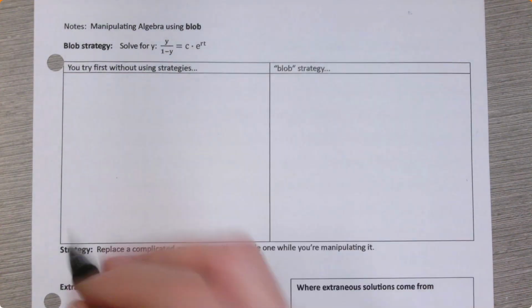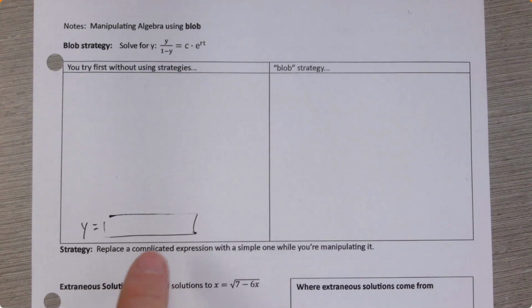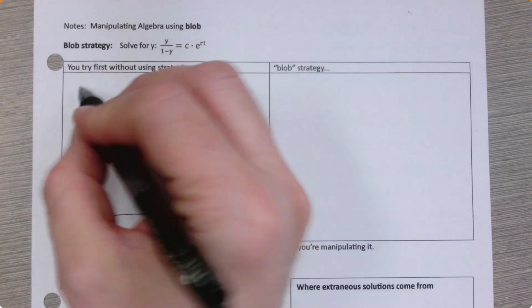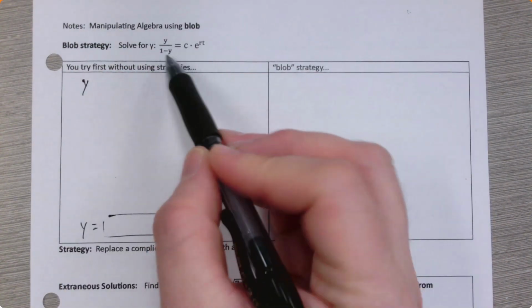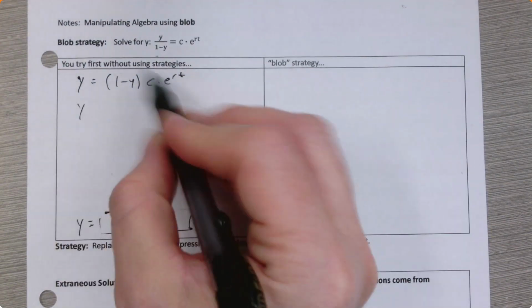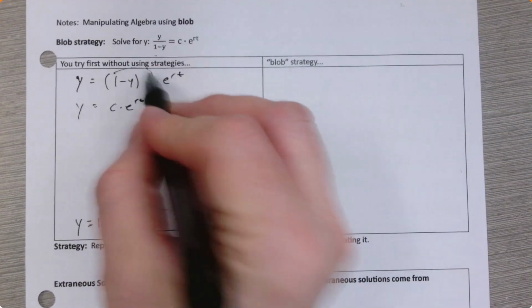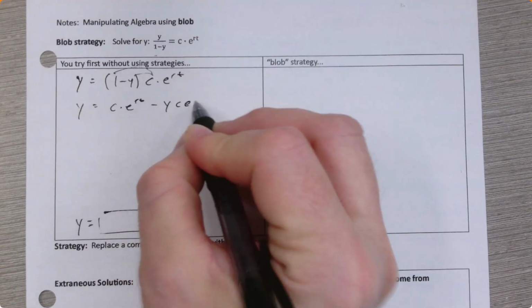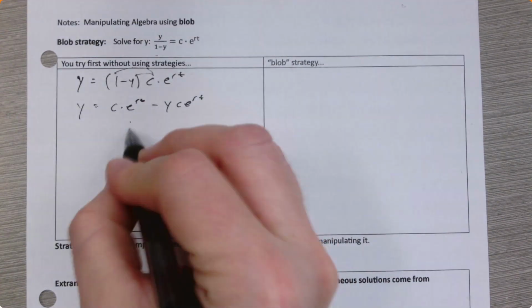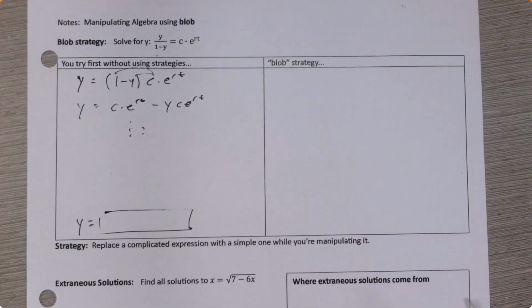So if we're going to solve, we need to isolate y by the end. We need to say y equals stuff that doesn't involve y. So here's what the calc students did. The calc students said, okay, let's multiply by the denominator. So we've got 1 minus y times c e to the rt. And then they thought, well, okay, maybe let's multiply in. So c e to the rt, and then minus y c e to the rt. And this is where they started to feel like they were losing their way, and they weren't sure what to do next.